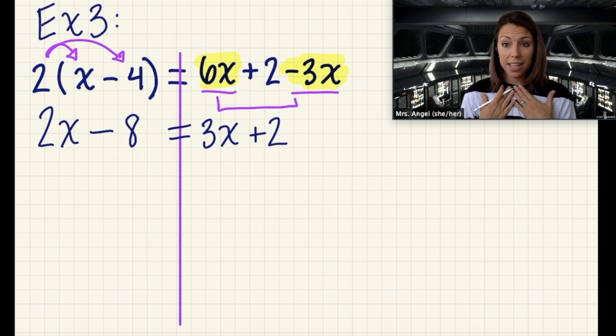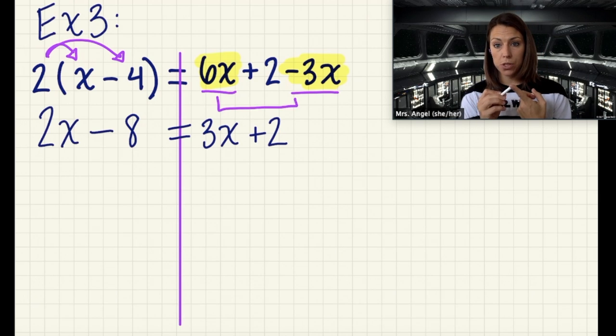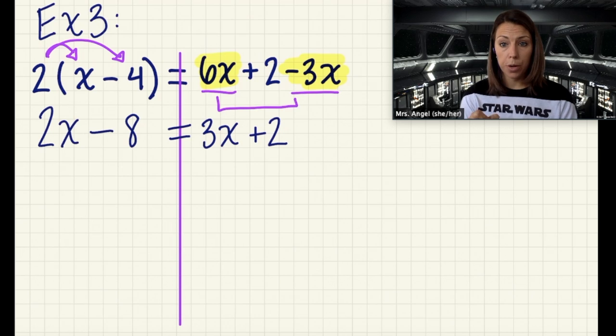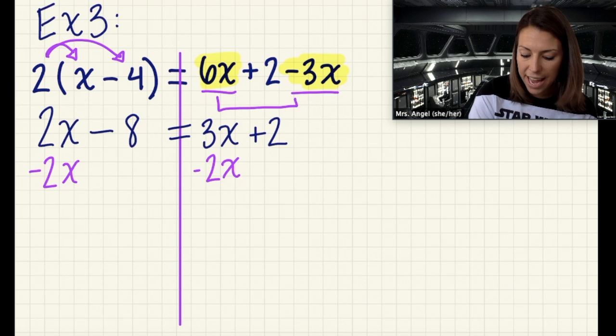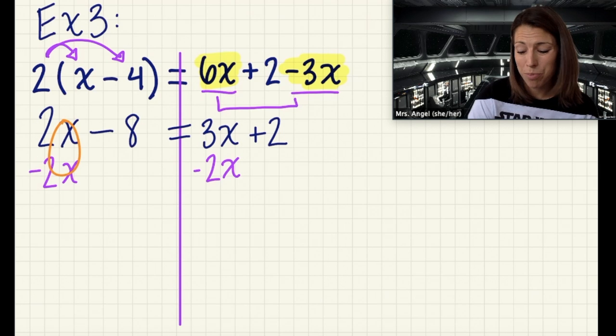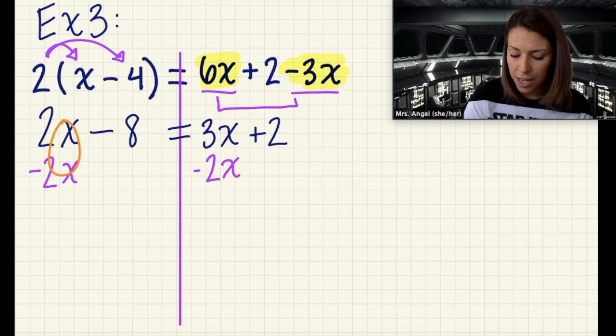Again, I like to think ahead. I want to get all my variables to one side, and I want to avoid negatives. So which one do you think I'm going to do first? I'm going to subtract 2x. That collects all my variables to one side, and I avoid having to deal with pretty much any negatives. Let's see what that leaves us with.